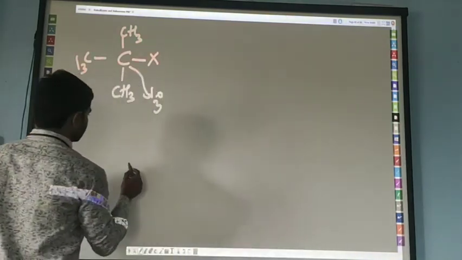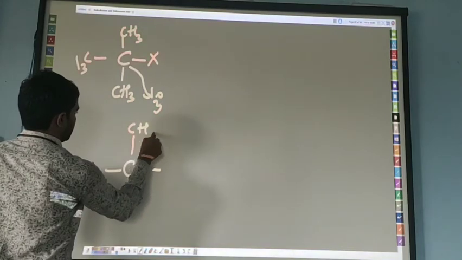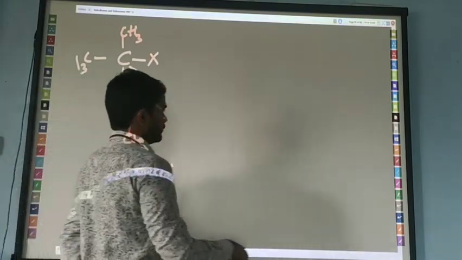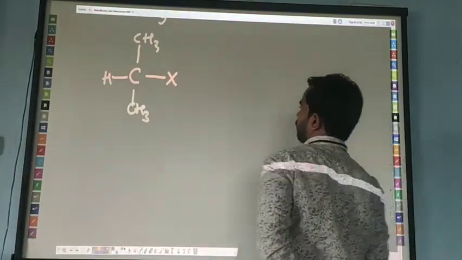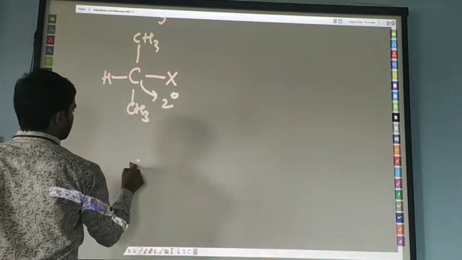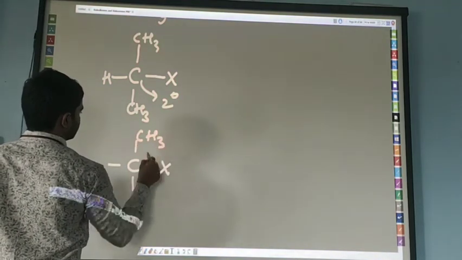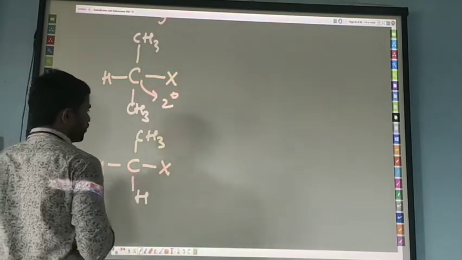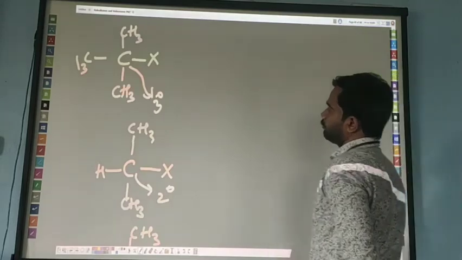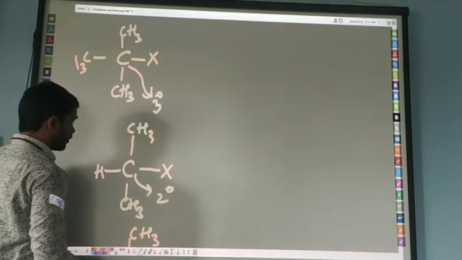Next one is secondary: CH3, CH, alkyl halide. This carbon is known as a secondary alkyl halide. Let me move toward the primary, 1 degree alkyl halide, CH3CH2. This is known as a 1 degree alkyl halide. Let's see the main reason for the reactivity order of these molecules.